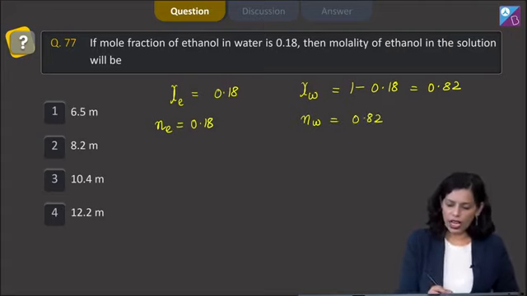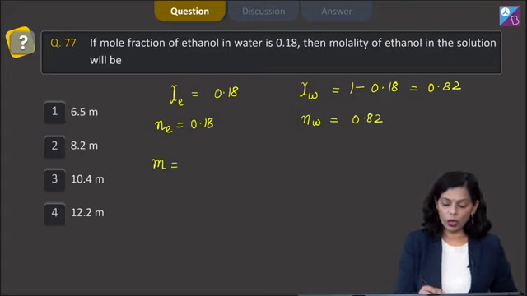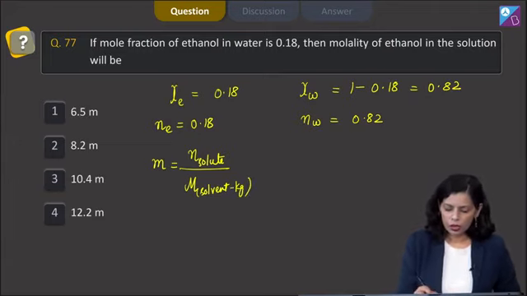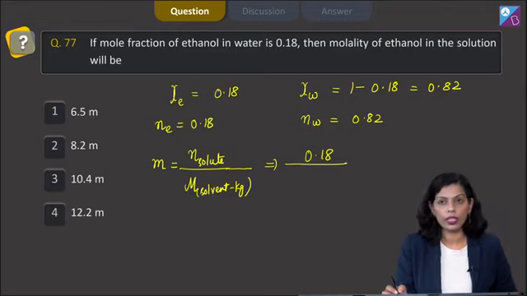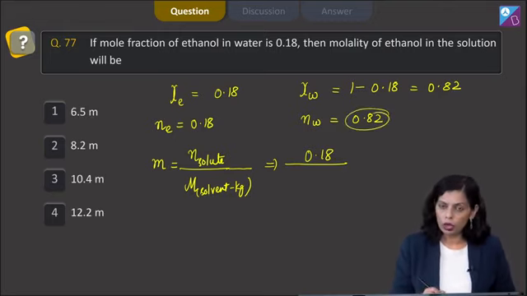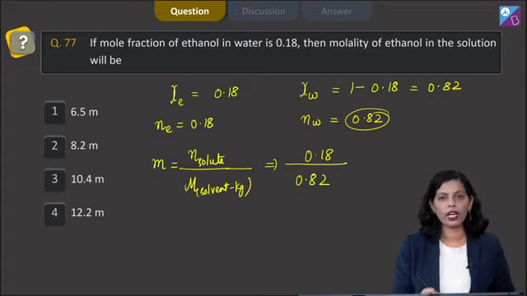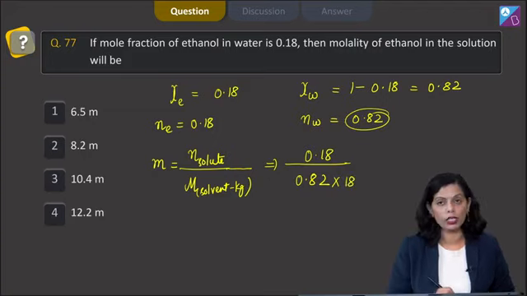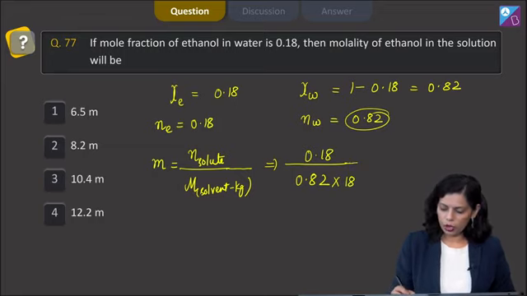Clear? Now they are asking to find the molality. Molality is equal to moles of the solute upon the mass of the solvent, and it should be in kg. Clear? So here moles of the solute is 0.18 for ethanol, and the mass of the solvent can be calculated using the moles of the solvent. Moles of solvent 0.82, and just multiply what? In this case you need to multiply its molar mass to it. So that is 18, the molar mass of water. Now it needs to be multiplied by 1000.